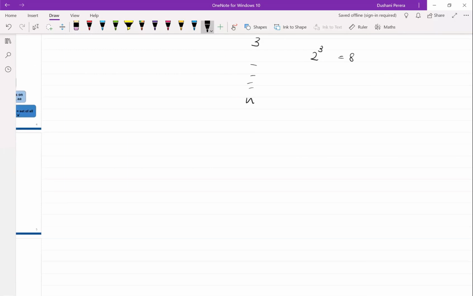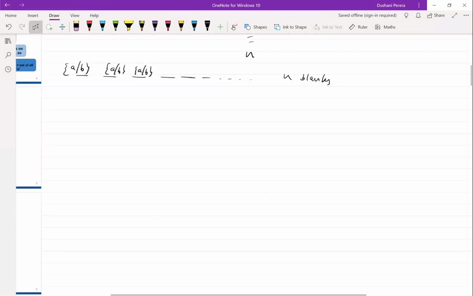Now, how many blanks will we have? We will have blanks like this. How many blanks? We will have n blanks, n spaces that we need to fill. Okay, and each blank can be filled with either A or B. Here A or B, here also A or B. So I have n number of blanks.